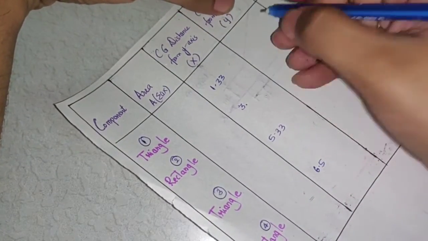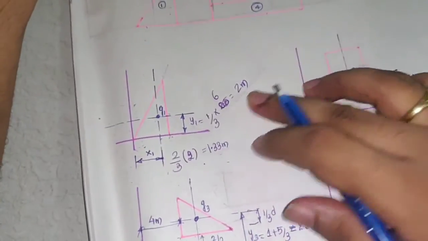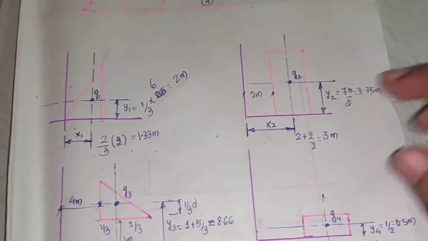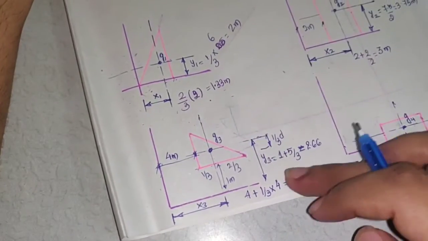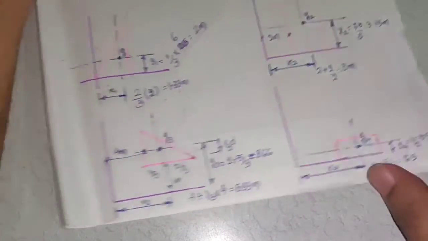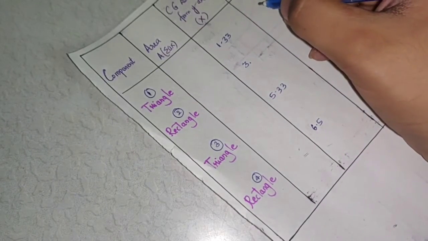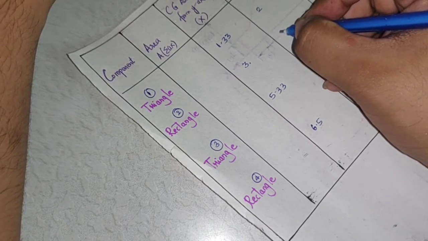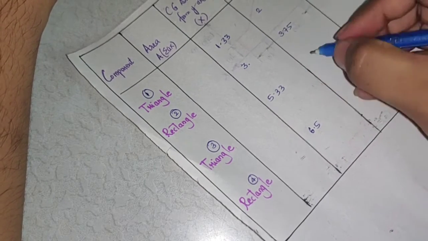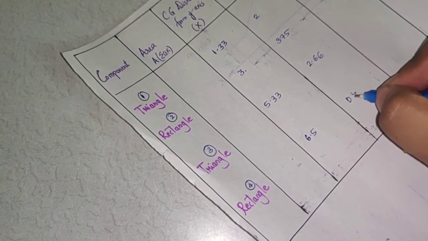Similarly, I'll write the y1, y2, y3 distances. So y1 distance is how much? 2 meters. y1 is 2, y2 is 3.75, y3 is 2.66, and y4 is 0.5.